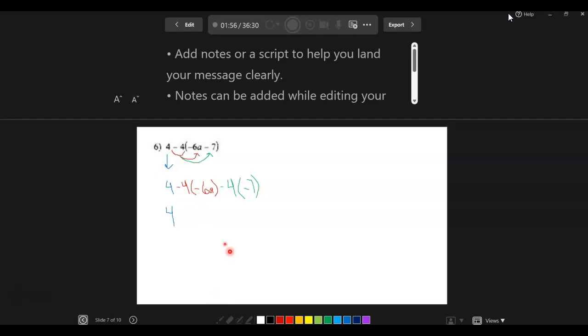Negative times a negative is a positive. 4 times 6 is 24, so positive 24a. And that's because these are a's. I have 4 6a's, right? I have 6a plus 6a plus 6a plus 6a. I got 4 of them. Then I have another negative times a negative is a positive. And then 4 times 7 is 28.